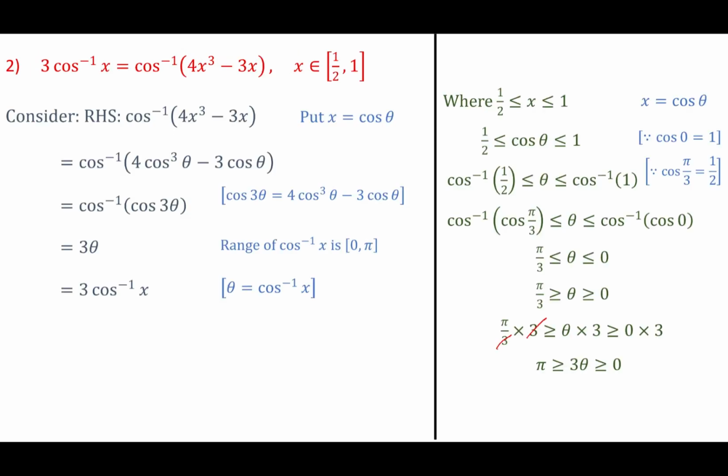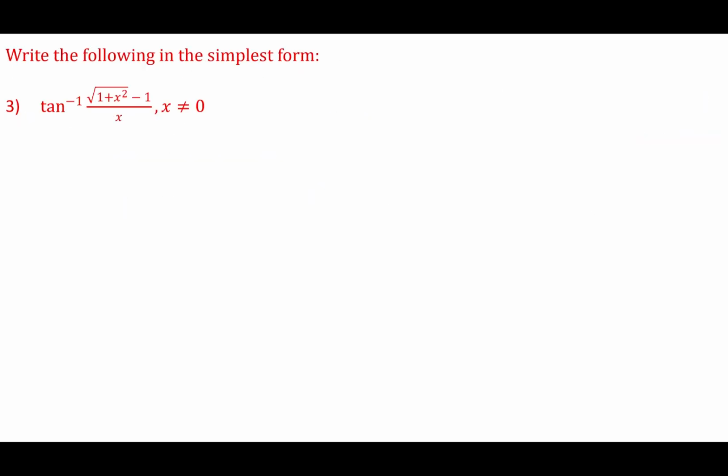Question 3. We need to solve this question in simplest form. Remember, in every question, if you have tan inverse, sine inverse, cos inverse, try to get the same trigonometric ratio here, so that the inverse term and the tan term get cancelled. So that is why I put x as tan theta. So in place of x, I will write tan theta, and in place of x square, I will write tan square theta. So this part is going to be like this.